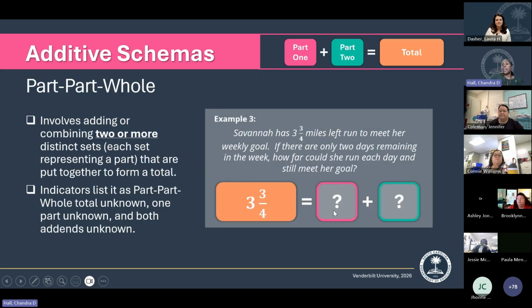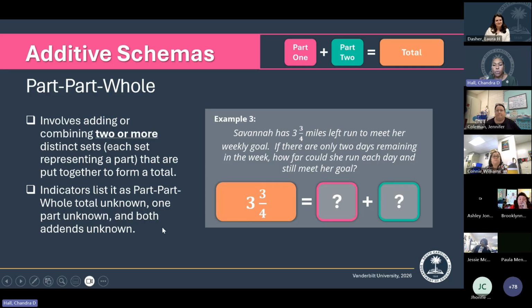Okay, and a final example, part whole. Savannah has 3 3/4 miles left to run to meet her weekly goal. If there are only 2 days remaining in the week, how far could she run each day and still meet her goal? So what do y'all think? What is this an example of? Both add-ins unknown. Both add-ins unknown. Right. Thank you so much.